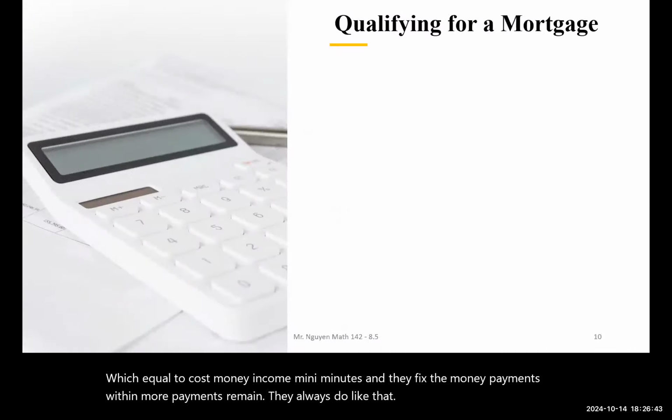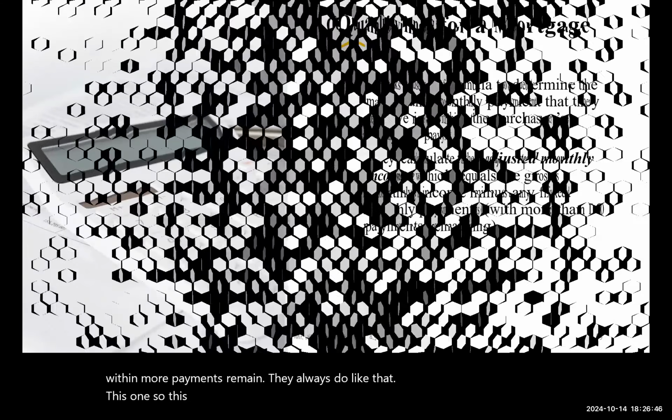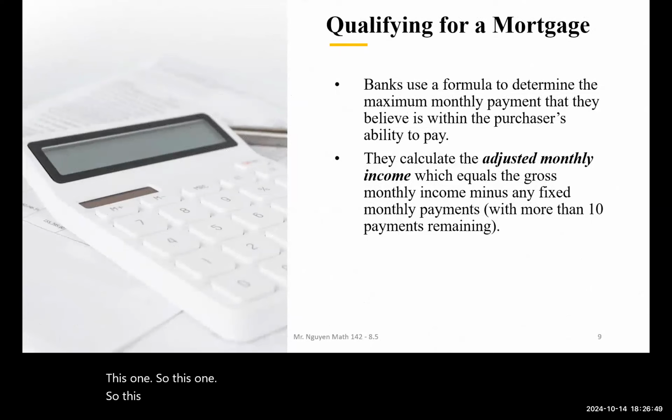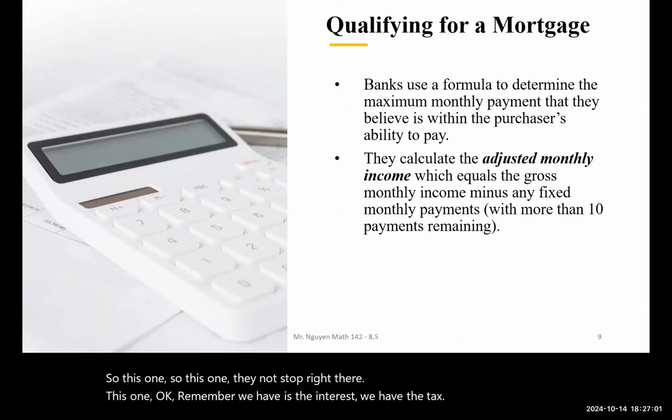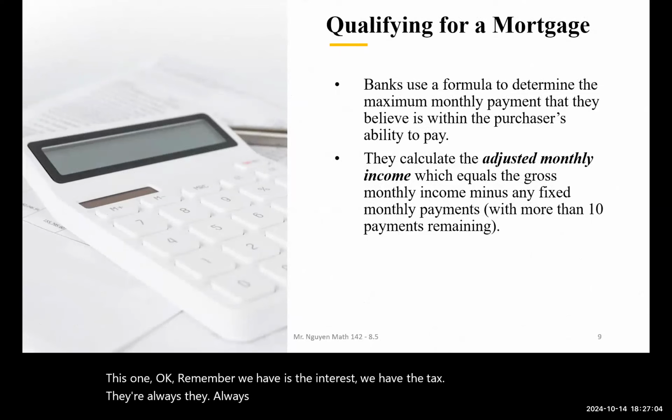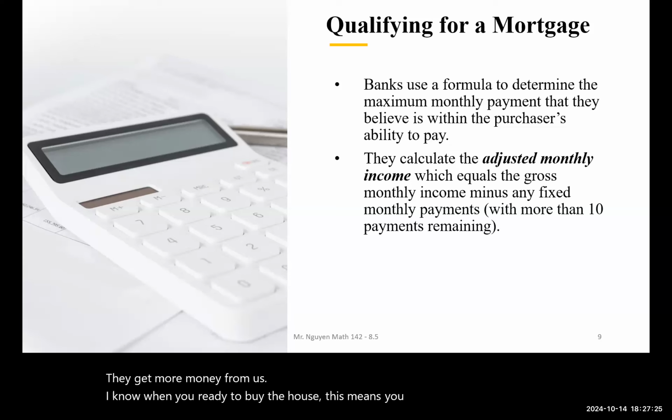Can you go back, please? So this one, they don't stop right there. Remember, we have the interest, we have the tax. They always get it from us, and they get the insurance, tax and insurance and everything. They get more money from us. When you're ready to buy the house, it means you're ready to pay everything.